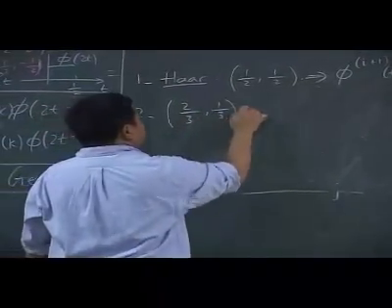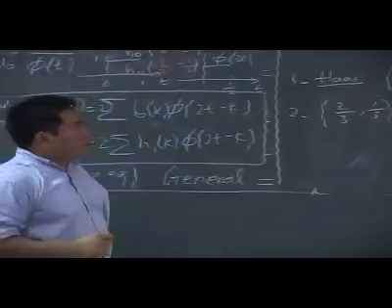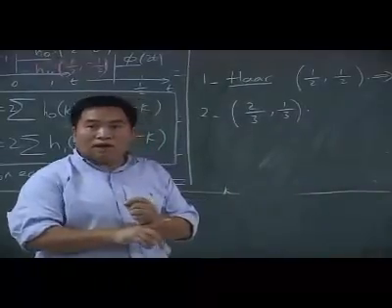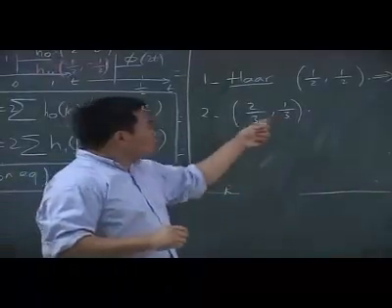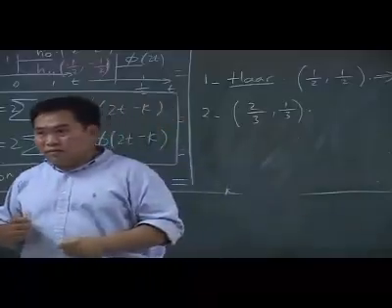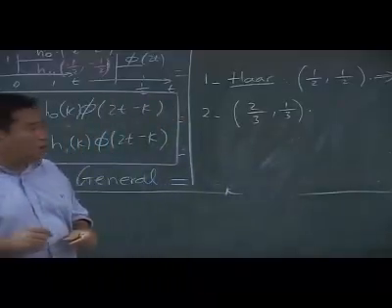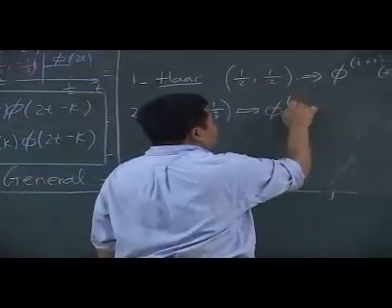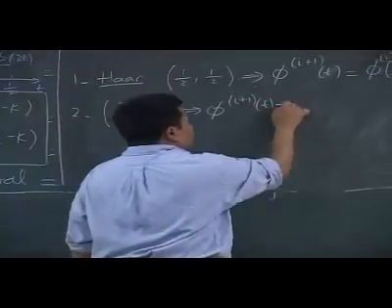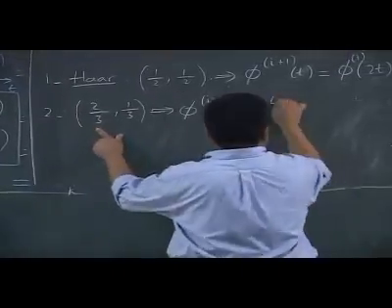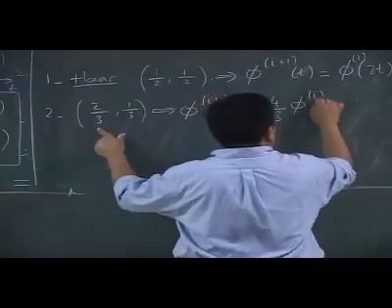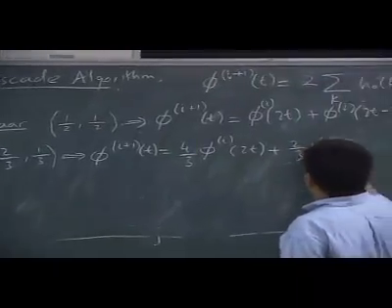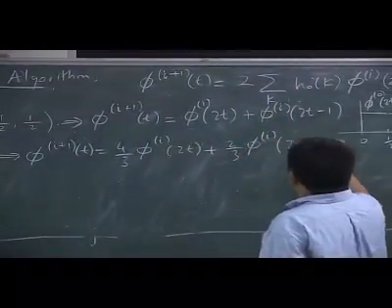Okay, all right. Take another example: 2/3, 1/3. If you notice, both are still low pass filters. 1/2 is an average, so low pass filter. 2/3, 1/3 is still a low pass filter, not a very good one, but still low pass. Let's see what happens here. Phi_{i+1}(t) equals 4/3 phi_i(2t) plus 2/3 phi_i(2t minus 1).